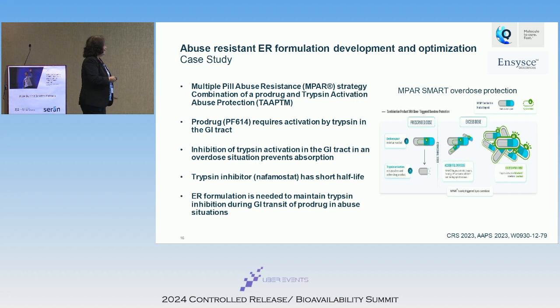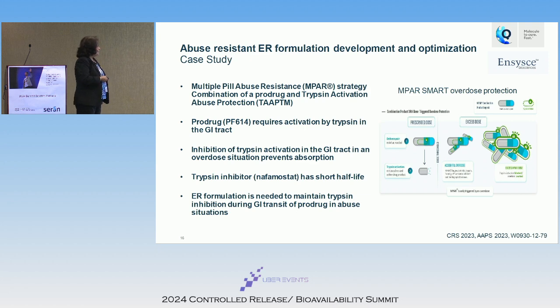So they have a complex system here because there have been several programs that have tried to prevent drug overdose but have met with limited success. So this is one of their approaches to try to overcome this problem. And so they have a prodrug which requires activation by trypsin in order to release the oxycodone. And then inhibition of trypsin in the GI tract actually can prevent the absorption of oxycodone.